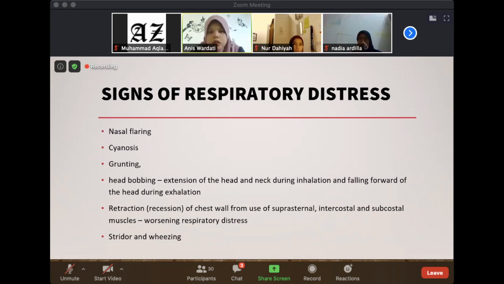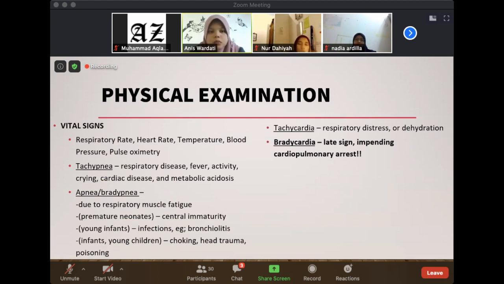Other signs of respiratory distress are retraction of muscles, for example the suprasternal, intercostal, and subcostal muscles, which indicates worsening respiratory distress. And the last one is cyanosis and also gasping. That's for general examination. For the vital signs, for the respiratory rate, if the patient is tachypneic, it may indicate the patient is having respiratory distress, or because of fever, or because the patient is crying, or other causes, for example cardiac disease and metabolic acidosis.